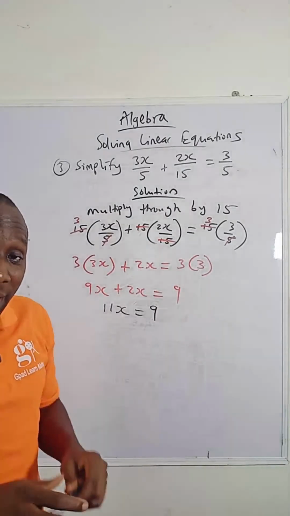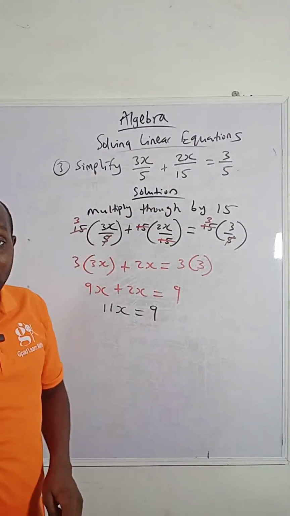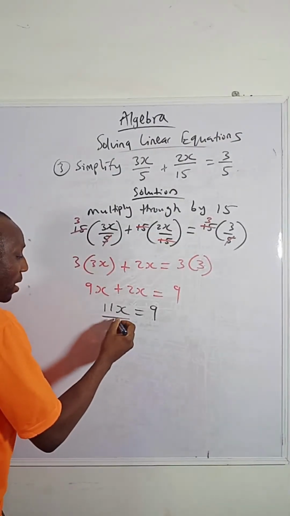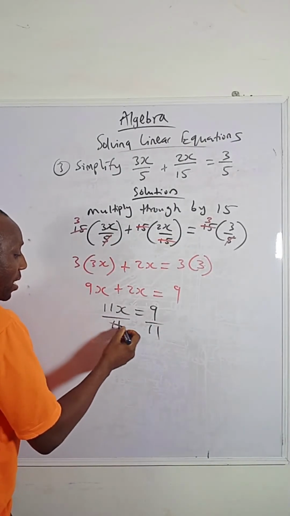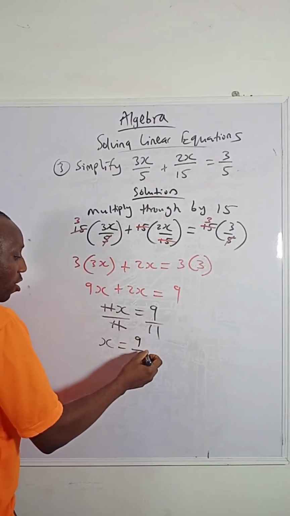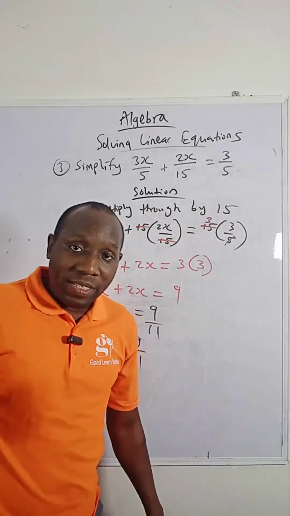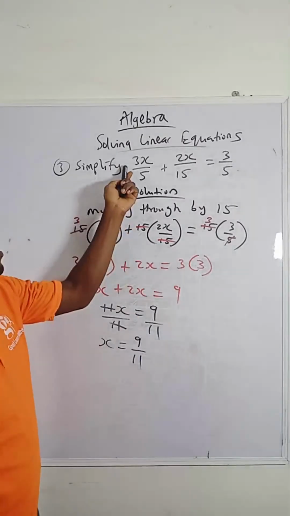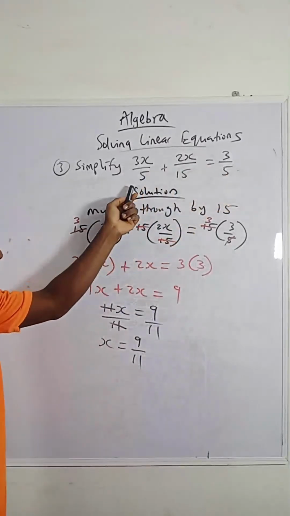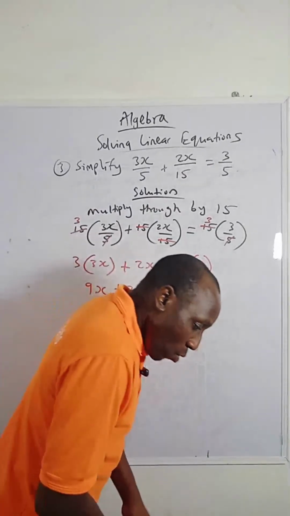We divide both sides by the coefficient of x. And what's that? It is what? 11. So divide both sides by 11 here and 11 here. 11 cancels 11. So we have x is equal to what? 9 over what? 11. So this is the value of x that will satisfy this equation containing fractions. I hope that's clear.